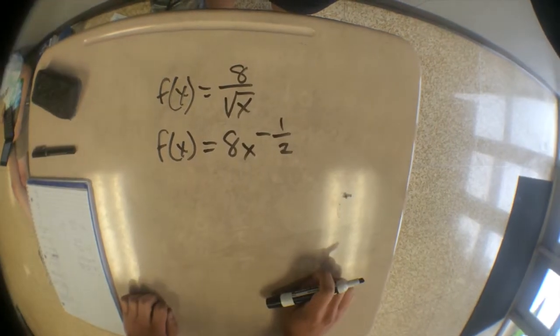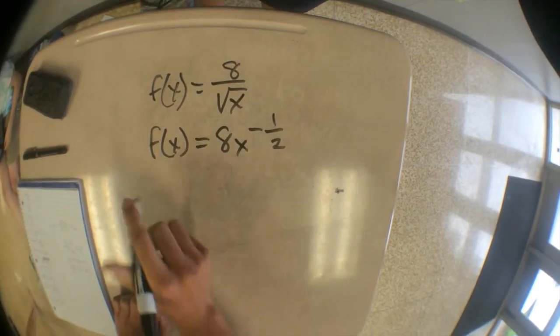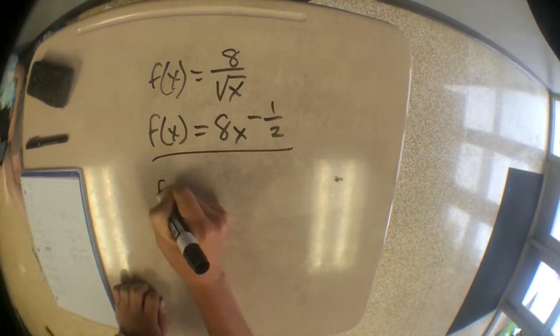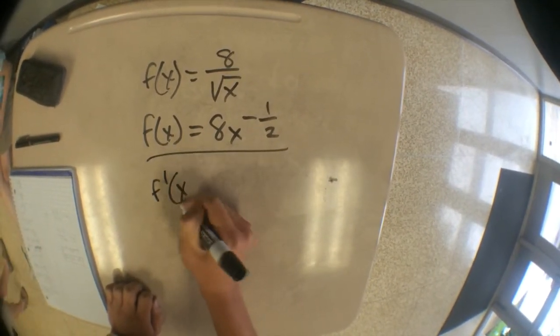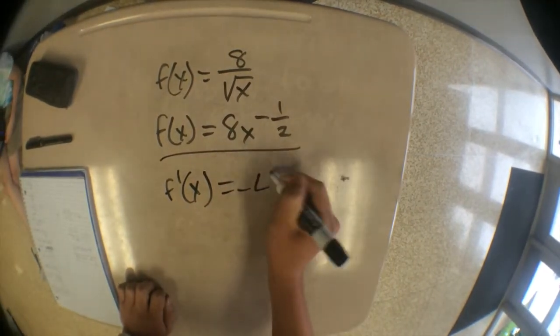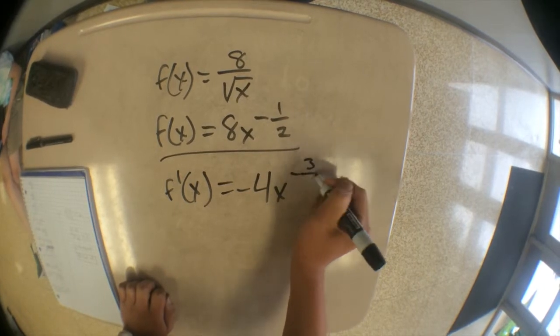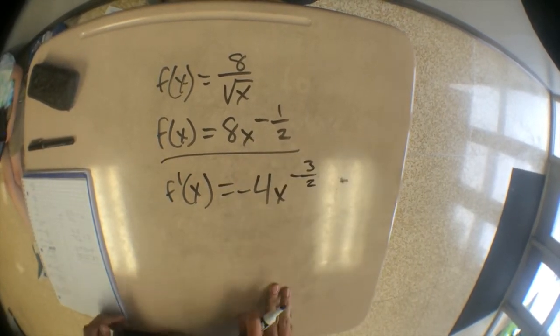Alright, so let's find the derivative of this equation here. So it's going to be f prime x equals negative 4x to the negative 3/2. There we go.